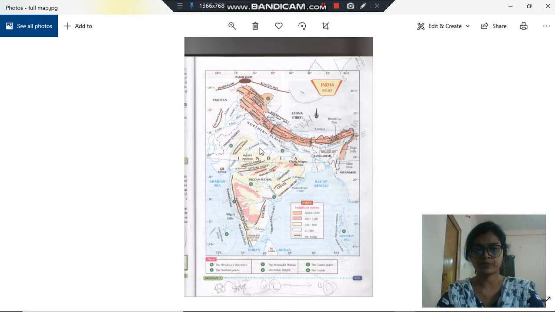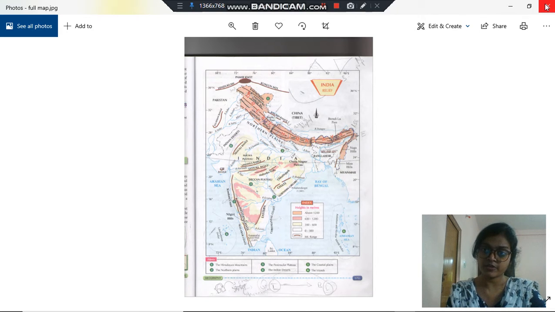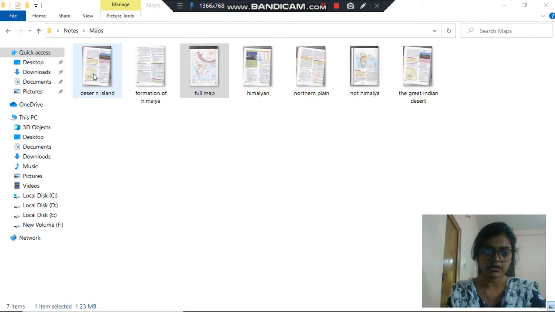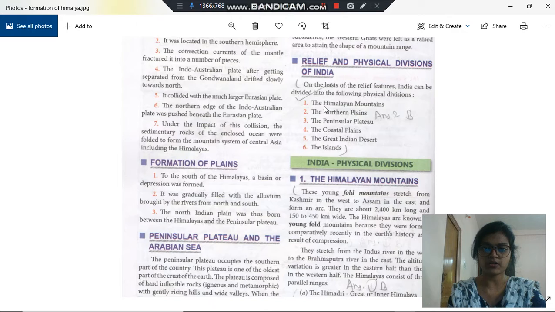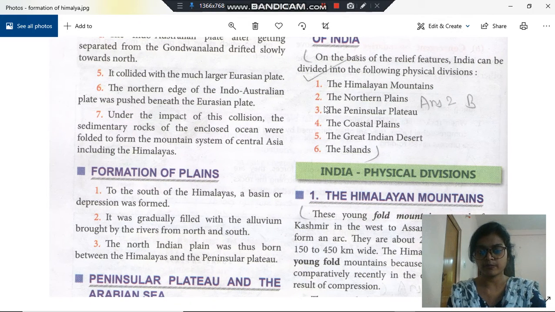So this was the parts of India. All these features of India, means India was divided in 6 parts according to physical features, and all these units form together India. Means together all these units are India. All these units have different features, different climate, and together they make India. So these were the 6 units of India on the basis of relief or physical divisions: the Himalayan mountain, the northern plains, the peninsular plateau, the coastal plains, the Great Indian Desert, and the islands.